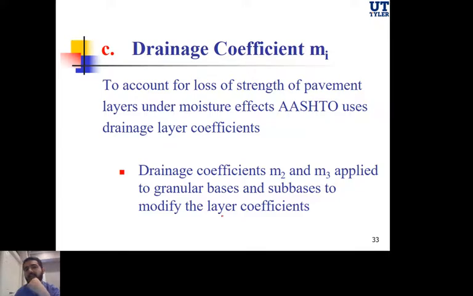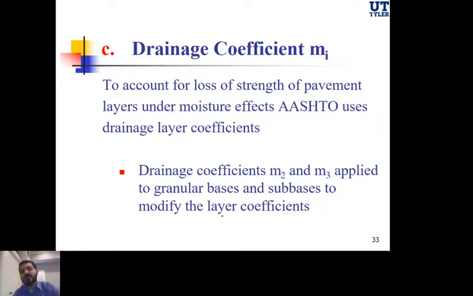Last thing here I want to leave you with before I let you go is the drainage coefficient. So far we've talked about thermal serviceability, material characterization, layer coefficients, and traffic. Last thing is drainage, the drainage coefficient. Drainage coefficients we call Mi or M1, M2, M3. This coefficient is actually used to account for the loss of strength of pavement under moisture effects.